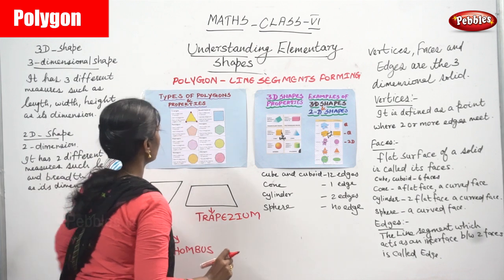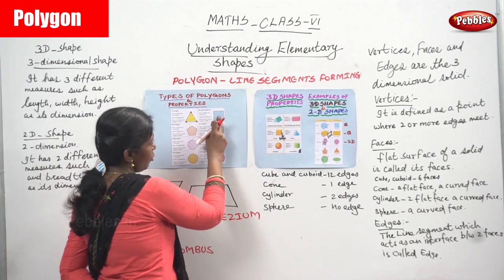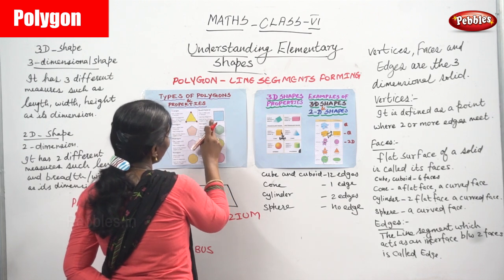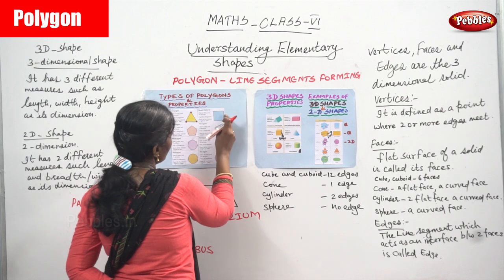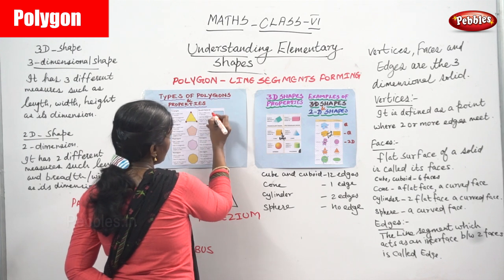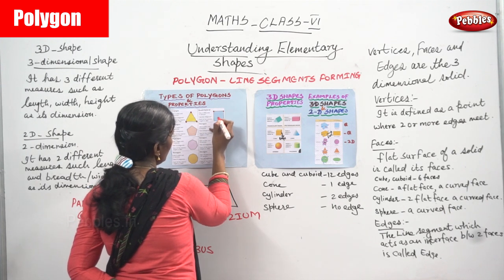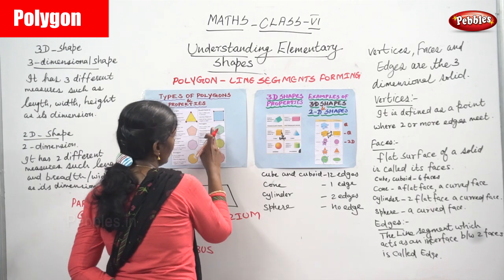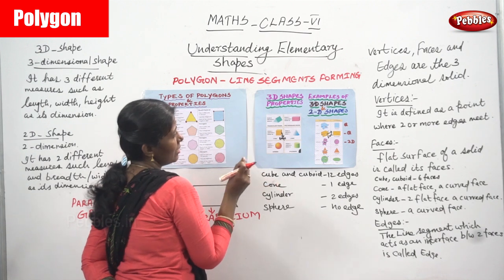And 4 is nothing but a quadrilateral. It is a 4-side polygon. We can call it a quadrilateral. It has 4 sides and 4 vertices. 1, 2, 3, 4. 4 sides and 4 vertices. Okay, that is called 2 or more edges meeting at a vertex. Okay, it is defined as a point.